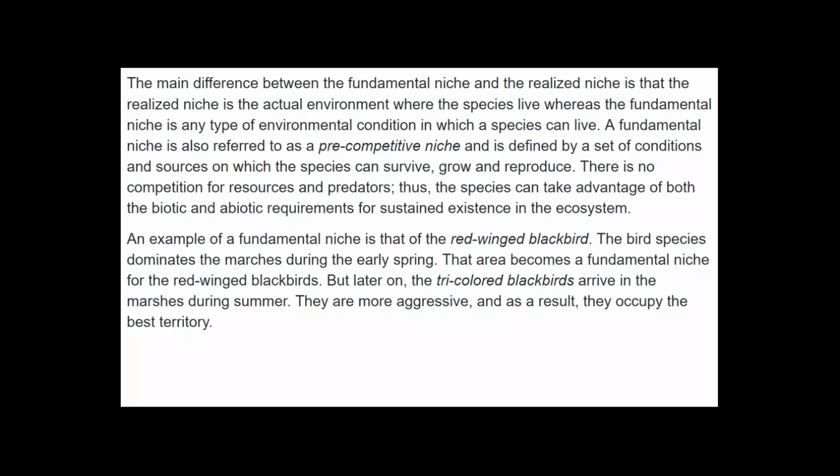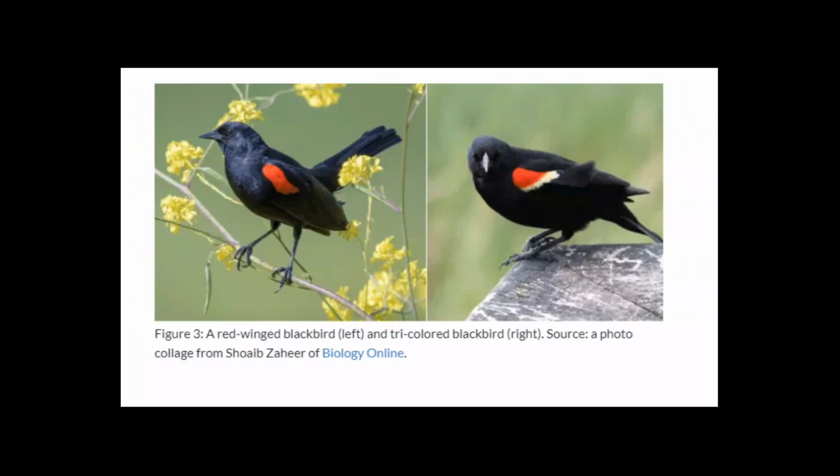An example of a fundamental niche is that of the red-winged blackbird. This species dominates the marshes during the early spring. That area becomes a fundamental niche for the red-winged blackbirds. But later on in the year, the tricolored blackbird arrives in the marshes during the summer, and they're more aggressive and as a result occupy more of the best territory. These are the two birds, the red-winged blackbird and the tricolored blackbird. This one occupies the niche for most of the year, but in the summertime, this bird, a migratory bird, comes into the marshes, and this bird has to move to smaller regions of the marsh, out of the way of this more aggressive bird.